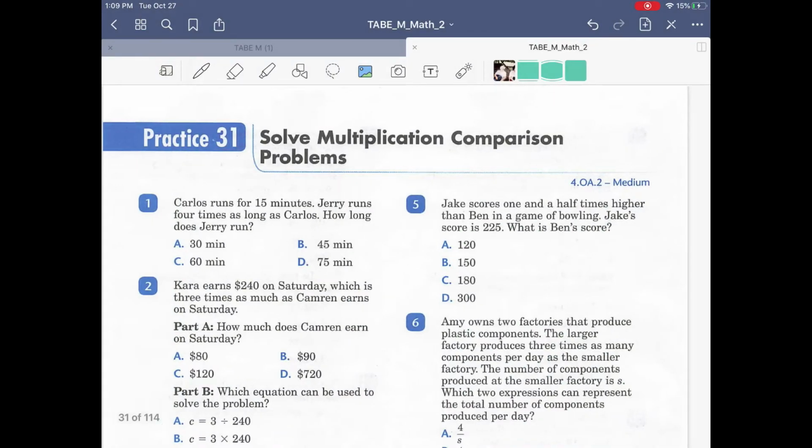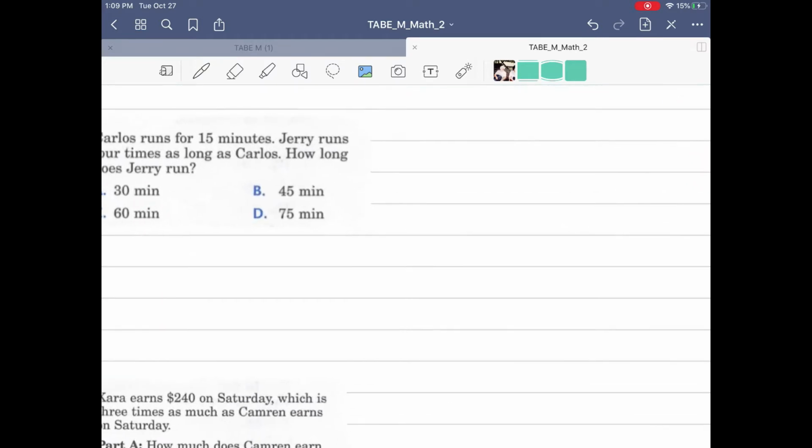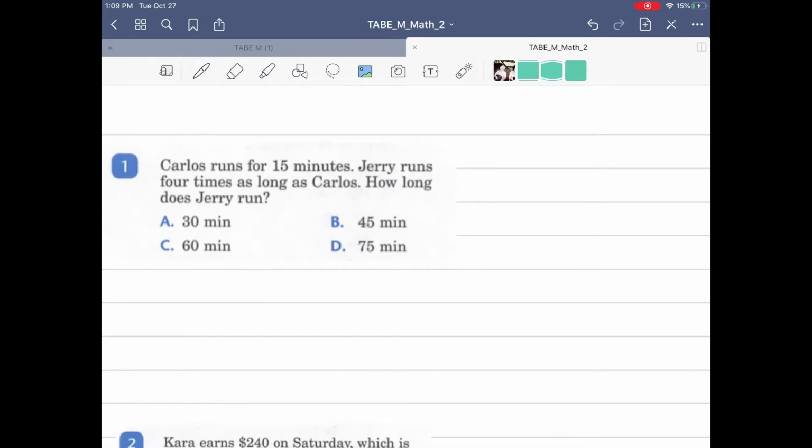And I have copied my problems over to notebook paper just to give myself a little bit more room to work these. But they're the same problems. I've just moved them over to some notebook paper. So let's take a look here at number 1.